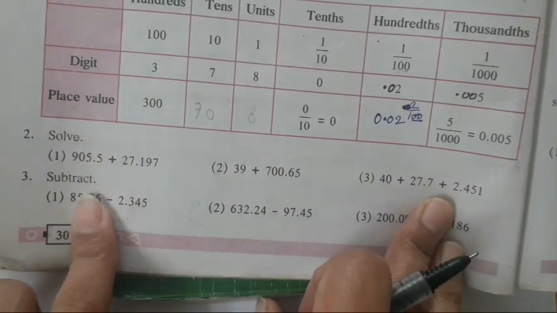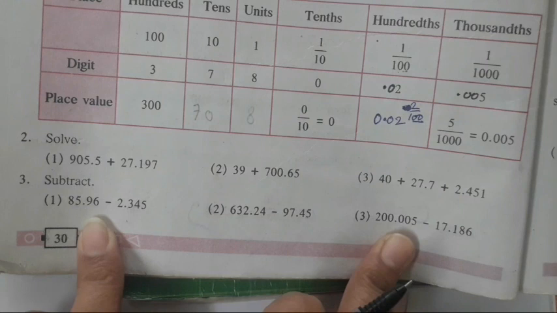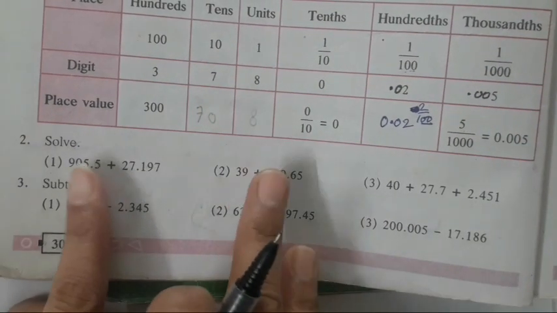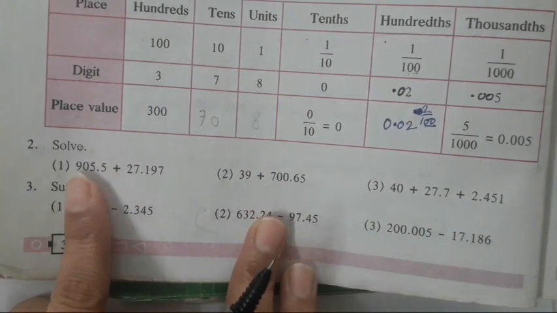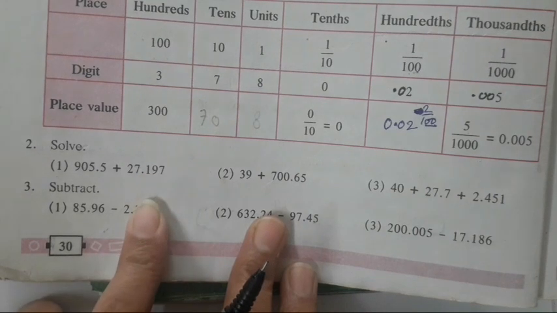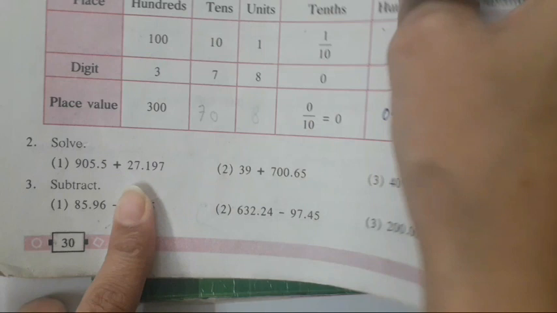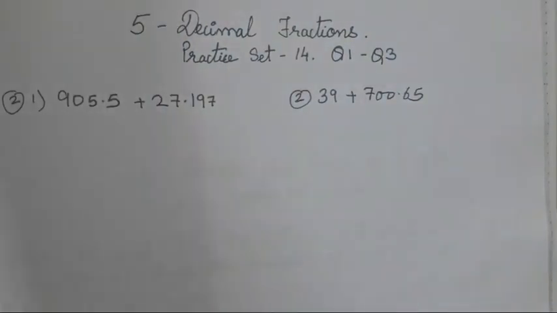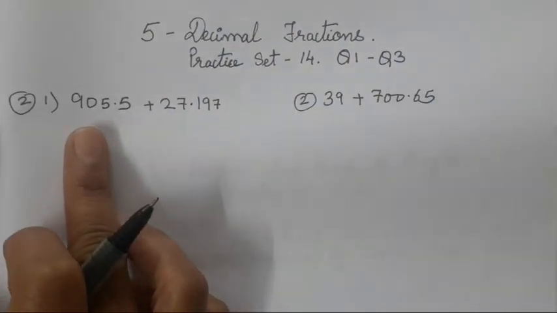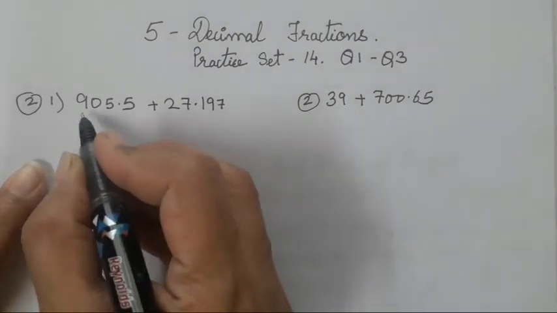Now let's move on to question number 2 and 3, which is addition and subtraction. Many of you were making mistakes while writing the decimal point below decimal point. In the previous video also I had shown you how to write it. Now also I will show you how to write it. Suppose this is the question. First we will write the given number.